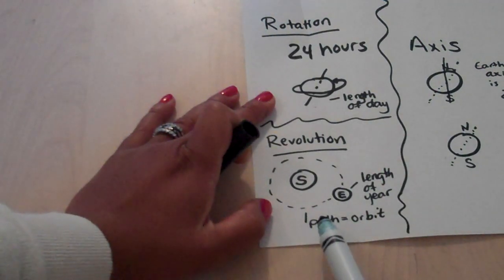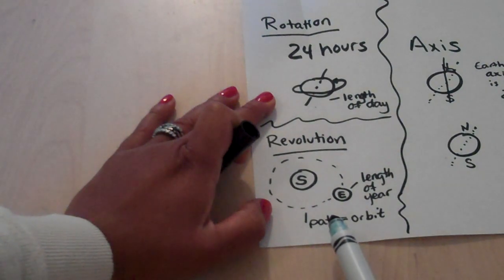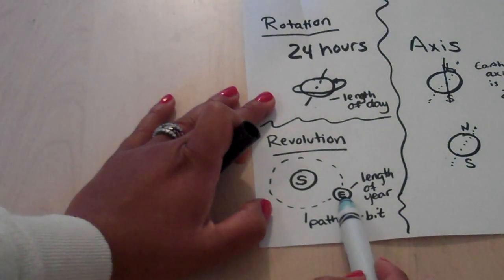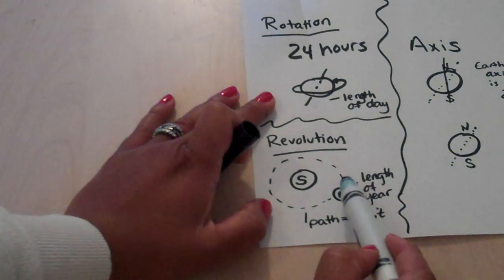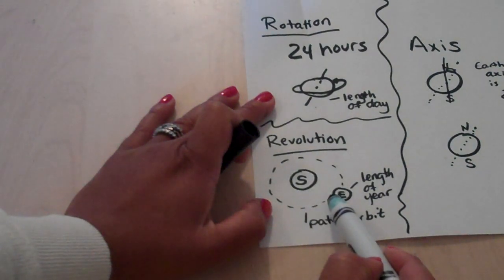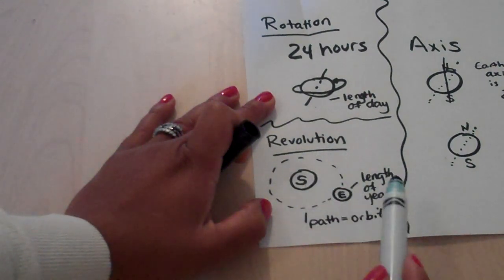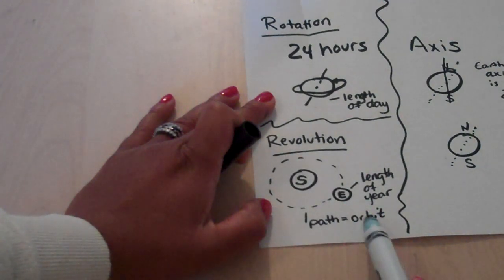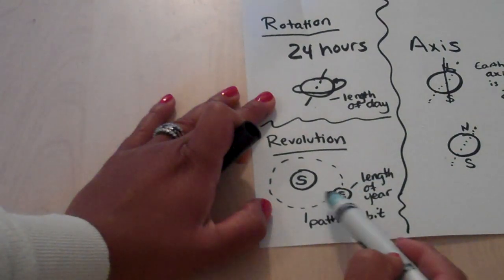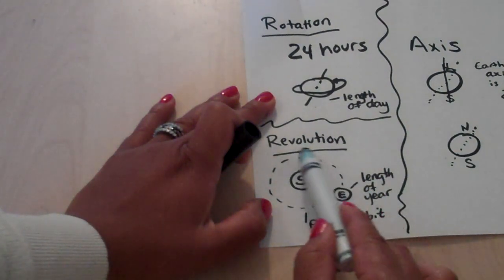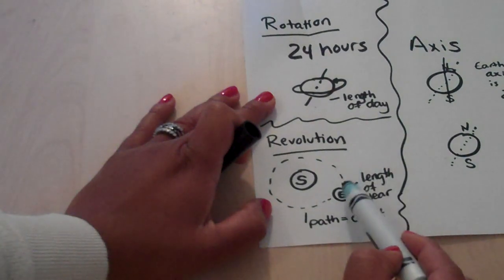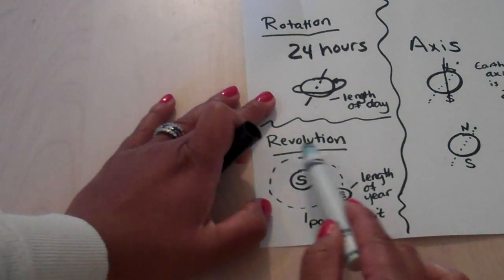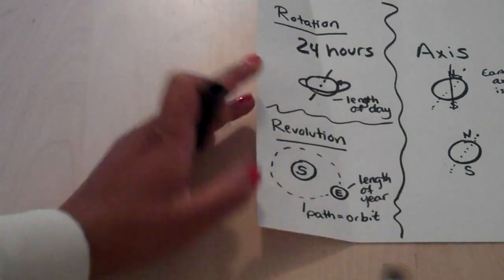The next word on our list, revolution. It is the movement of an object around another object. In this case, I put the sun, S, and this other object is the Earth, E. This dotted line is the circular movement it's making around the other object, and that creates a path, and that path we call an orbit. For our planet Earth, it takes a length of 1 full year. That's how we count a year: the whole path, that revolution, that movement around.